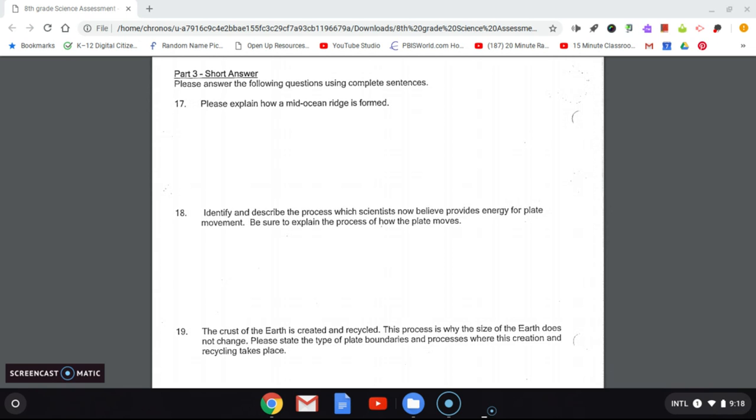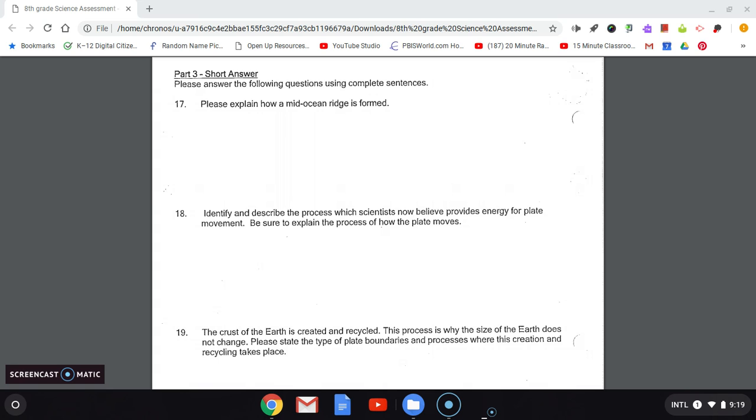Number 18. Identify and describe the process which scientists now believe provides energy for plate movement. Be sure to explain the process of how the plate moves.